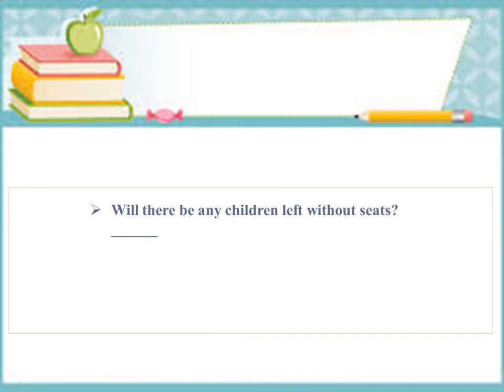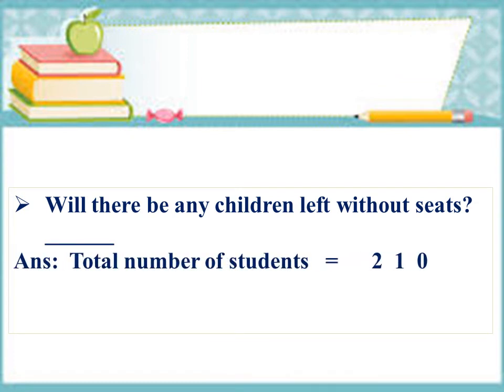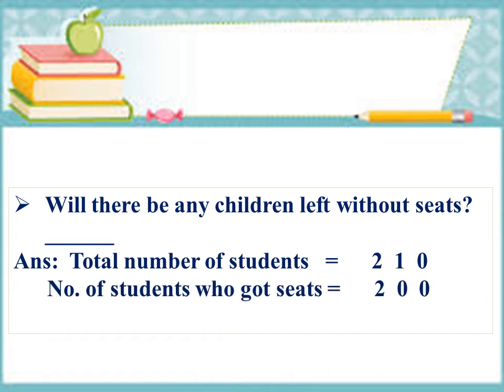Suddenly they got a doubt. Will there be any children left without seats? Let us check. So the total number of students equals 210. The number of students who got seats equals 200.